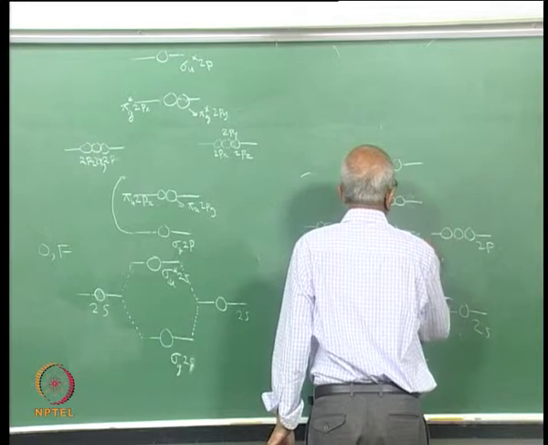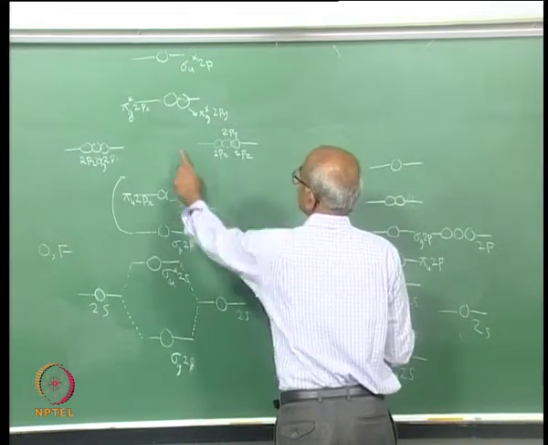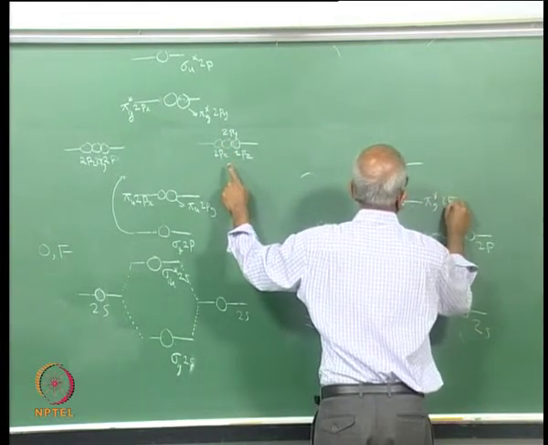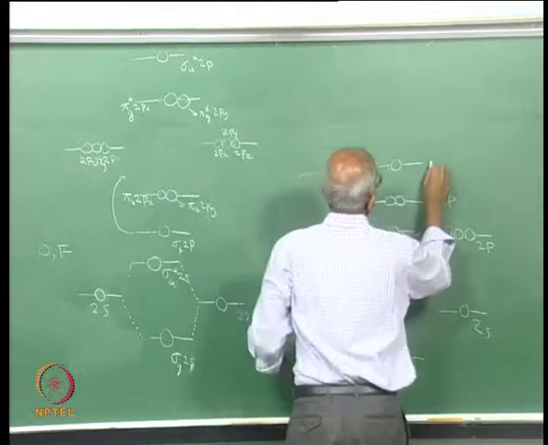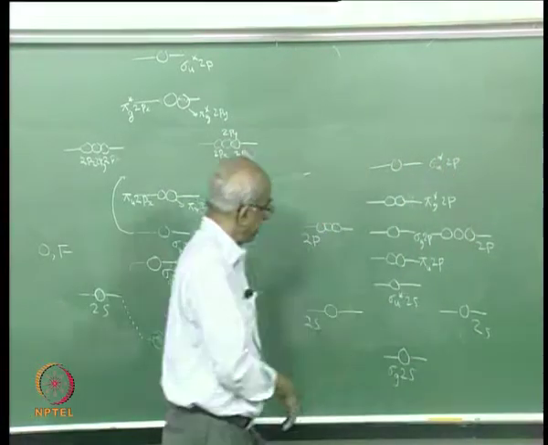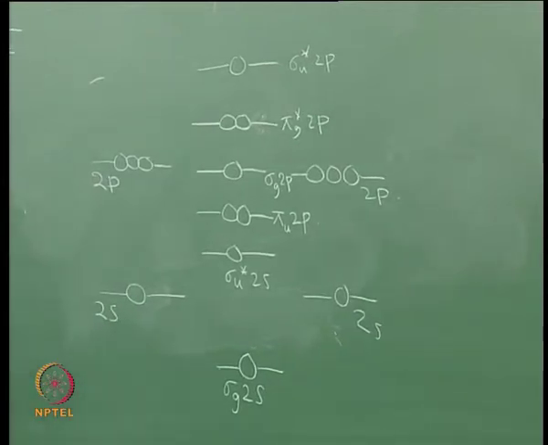Then I would have the next one, this goes above. So I would have sigma g 2p. What is the next one? The next one is pi g star 2p, and the last one is sigma u star 2p. So this will be the order in which the orbitals are in the case of diatomics like B2 or C2.